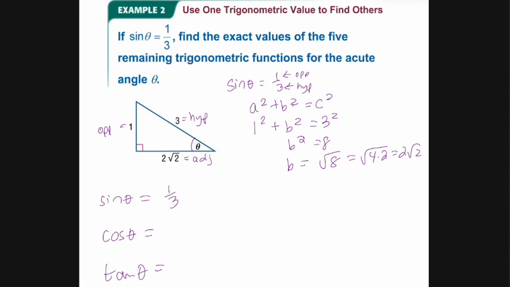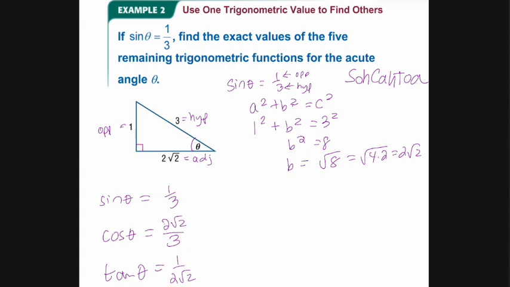Okay. So what's the cosine? Well, the cosine is adjacent over hypotenuse. If we think about our SOH-CAH-TOA, CAH is adjacent over hypotenuse. The adjacent is 2 radical 2, and the hypotenuse is 3. And what's our tangent? Tangent is opposite over adjacent, which is 1 over 2 radical 2.